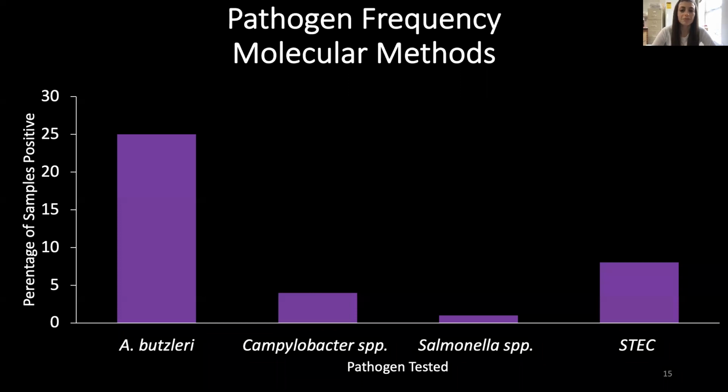And so this graph represents the occurrence of Campylobacter, Salmonella, Arcobacter Beaudry, and Shiga toxin producing E. coli in stormwater over 553 samples tested by molecular methods. As represented here, Arcobacter was much more prominent than all our other pathogens in almost 25% of samples.